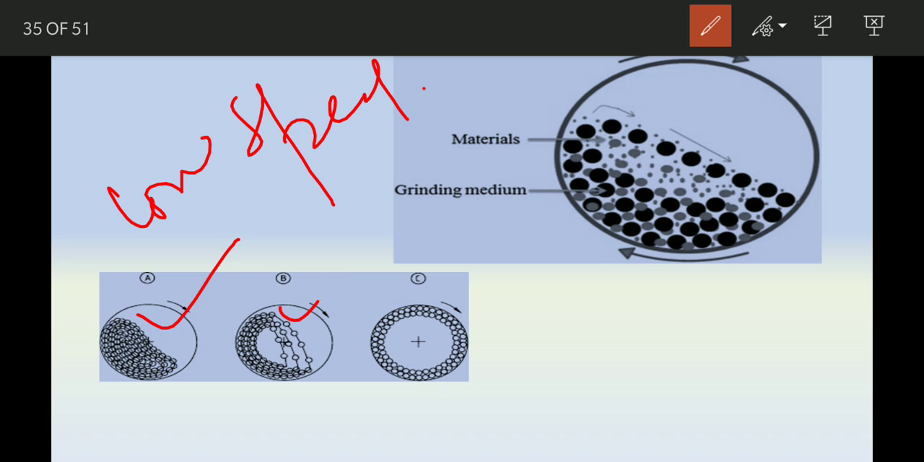At correct speed, the centrifugal force just occurs. As a result, the balls are picked up by the mill wall and carried nearly to the top, where they break contact with the wall and fall to the bottom. In this manner, impact stress will also be induced and the size reduction is made effective. This is at correct speed.